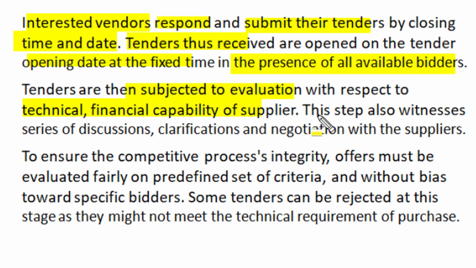During this step, several stages of discussion, clarification and negotiation with vendors or suppliers are also undertaken by the purchase committee. To ensure competitive process integrity, offers submitted by interested bidders must be evaluated fairly on a predefined set of criteria without any bias towards specific bidders. In this technical scrutiny process, some tender bids can be rejected which might not meet the technical requirements of the purchase as mentioned in the tender document.